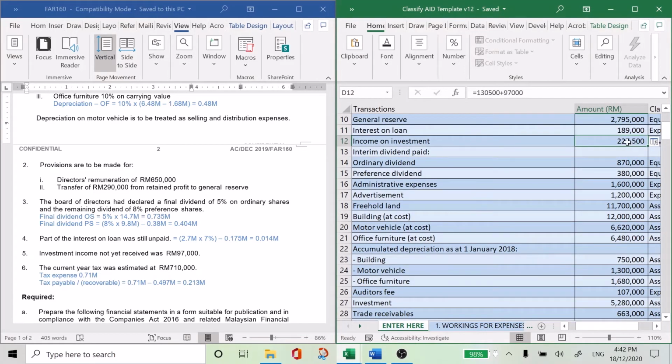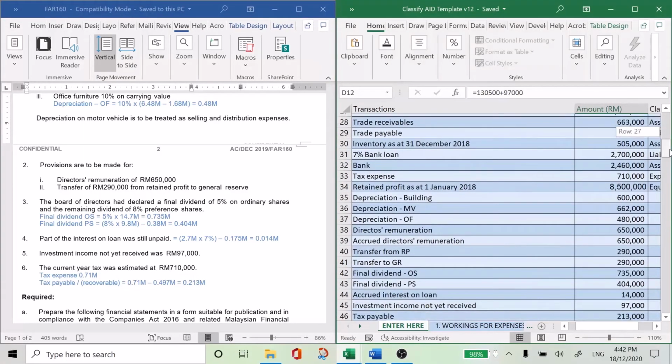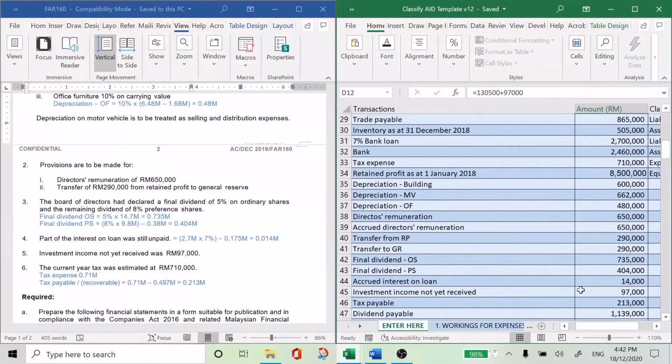So here, 130,500 ringgit plus 97,000 equals 227,500, and we are going to debit investment income not yet received, meaning that we are going to create a new account called investment income not yet received of 97,000.